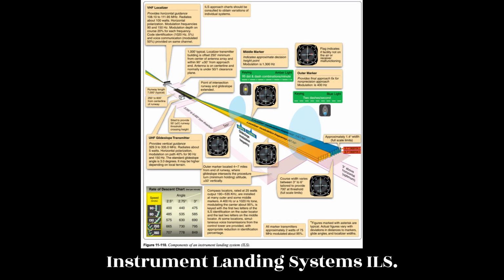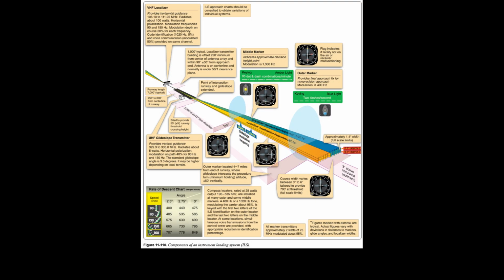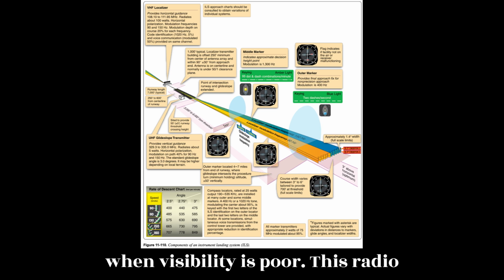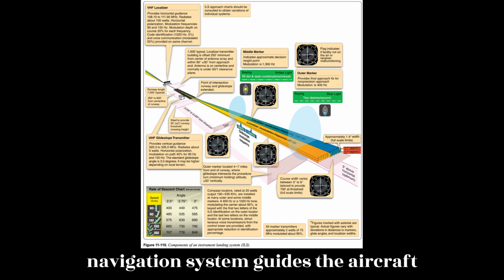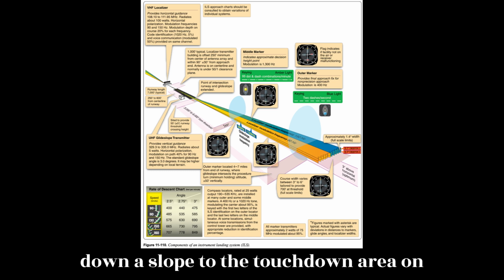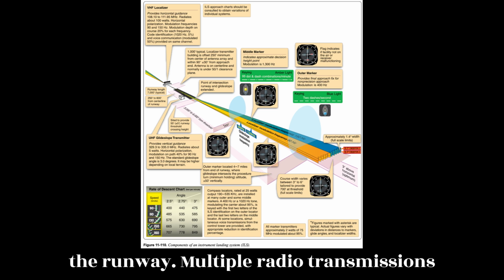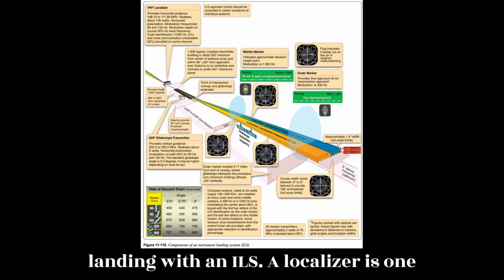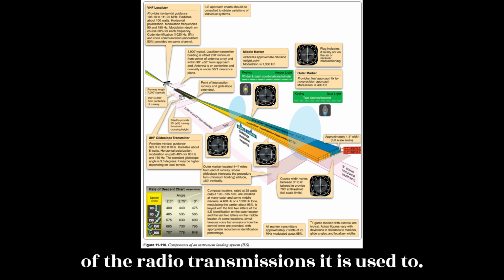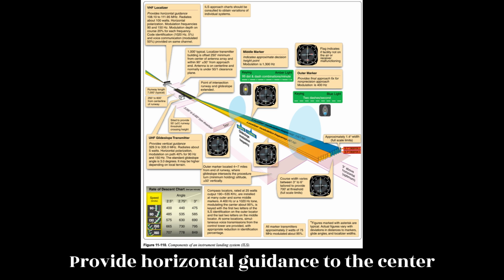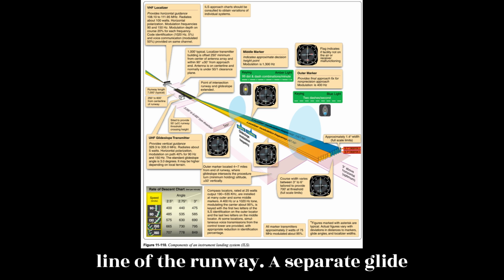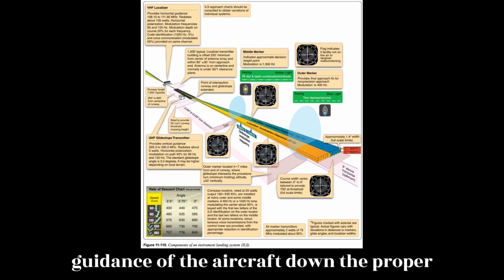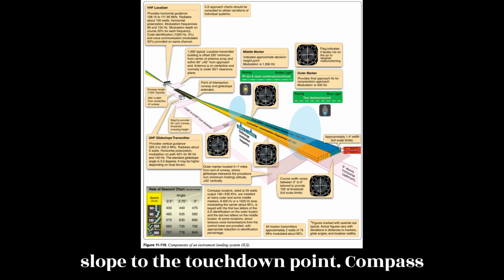Instrument Landing Systems, ILS. An ILS is used to land an aircraft when visibility is poor. This radio navigation system guides the aircraft down a slope to the touchdown area on the runway. Multiple radio transmissions are used that enable an exact approach to landing with an ILS. A localizer is one of the radio transmissions. It is used to provide horizontal guidance to the center line of the runway. A separate glideslope broadcast provides vertical guidance of the aircraft down the proper slope to the touchdown point.